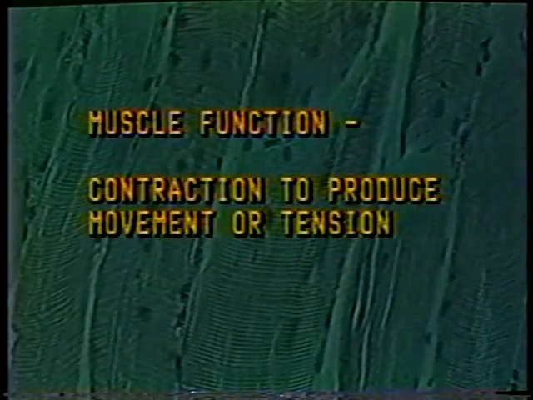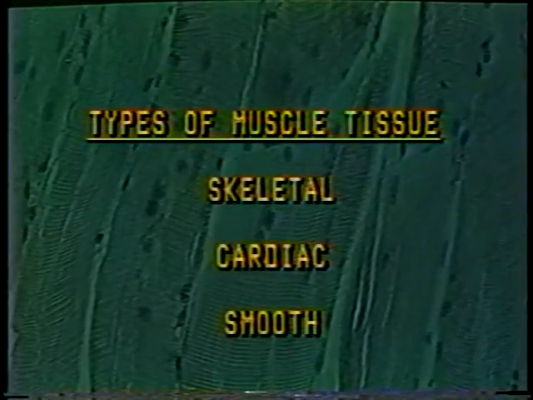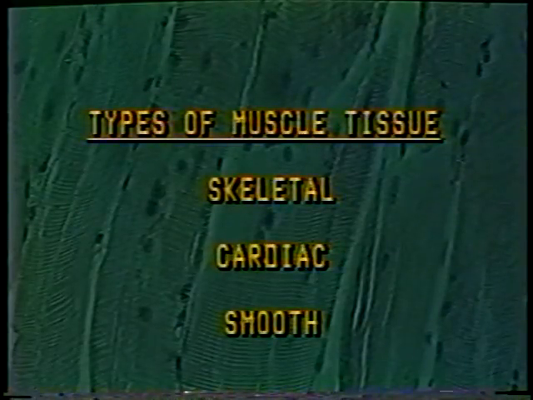Muscle tissue has a unique capability of contraction to produce movement or tension. There are 3 types of muscle tissue: skeletal, cardiac, and smooth. In this videotape, we will examine each type of muscle tissue, showing their similarities and differences.